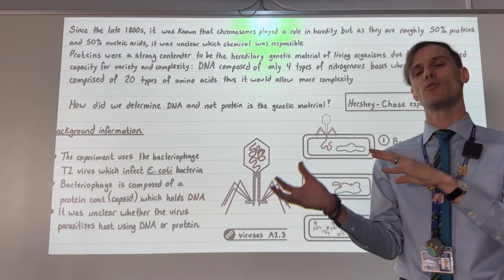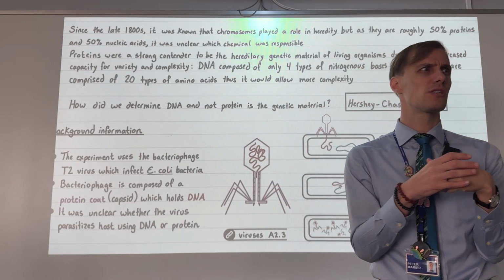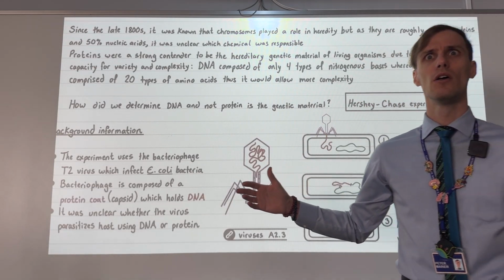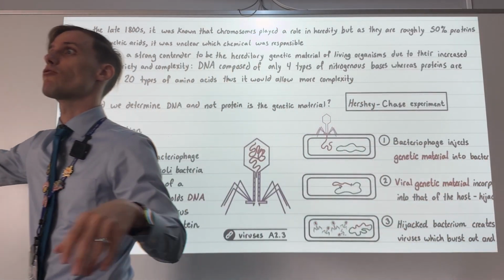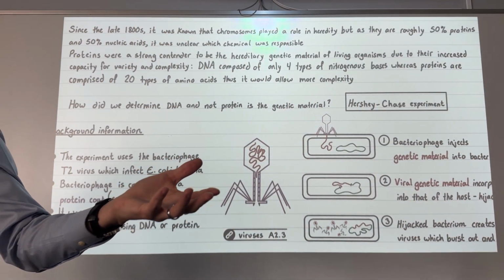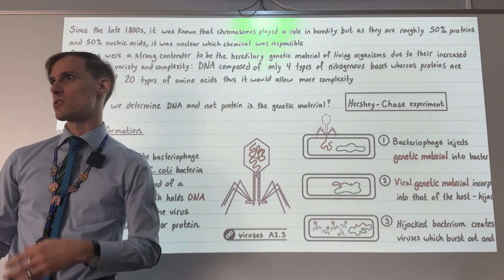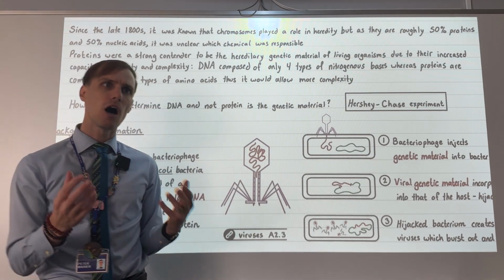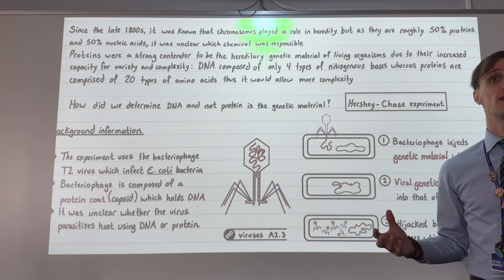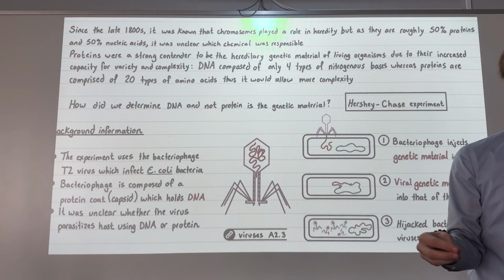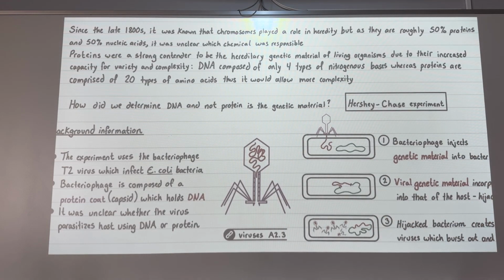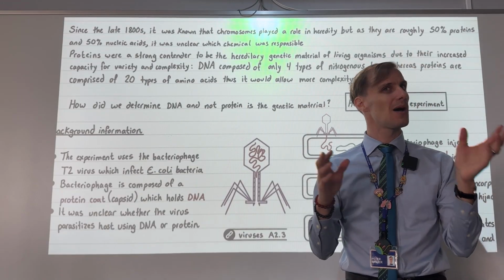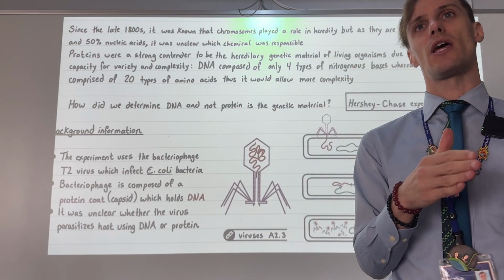Because if you compare proteins and DNA, proteins are significantly more variable, right? There's 20 amino acids versus 4 nucleotides in DNA. They're much more complex structures than DNA can be. So a lot of scientists were hypothesizing that it was proteins that were the genetic material, not DNA. So how did we actually figure out that, in fact, it's not proteins, but DNA that is the genetic material?